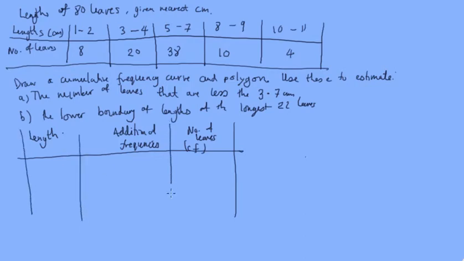So let's just notice something here. If a leaf is less than 1 centimetre, say you could have a new leaf and it could be less than 1 centimetre.